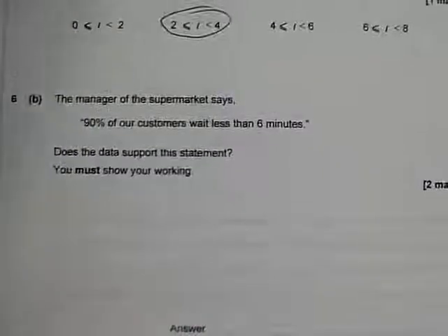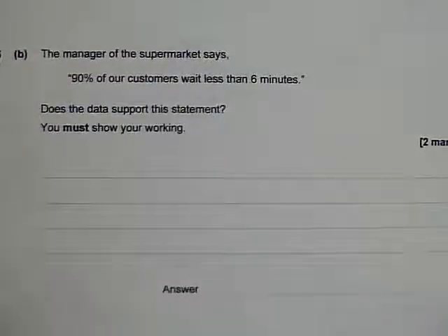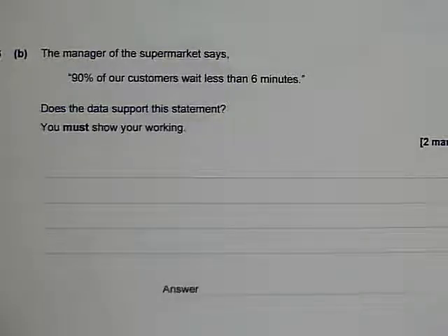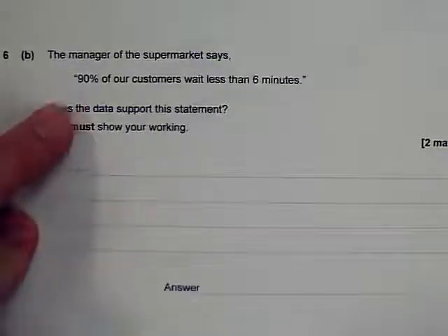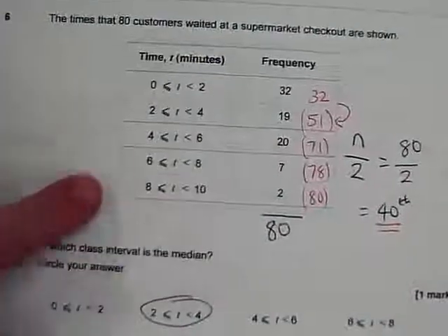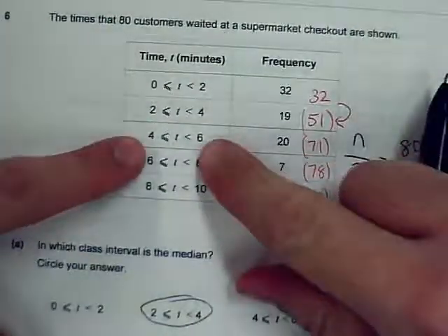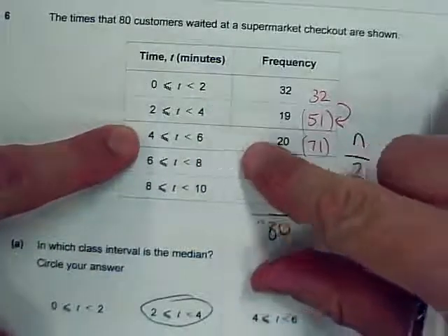In part B, it says, the manager of the supermarket says 90% of our customers wait less than 6 minutes. Does the data support your statement? There are a couple of different ways that I saw people work this out. So one way is to see how many people actually waited less than 6 minutes. So if we look at the table again, these are the people who waited 6 minutes or less.